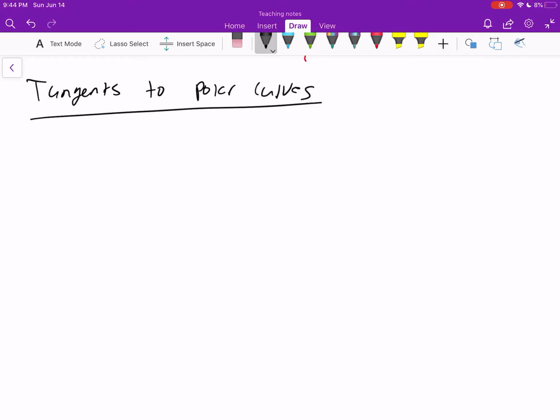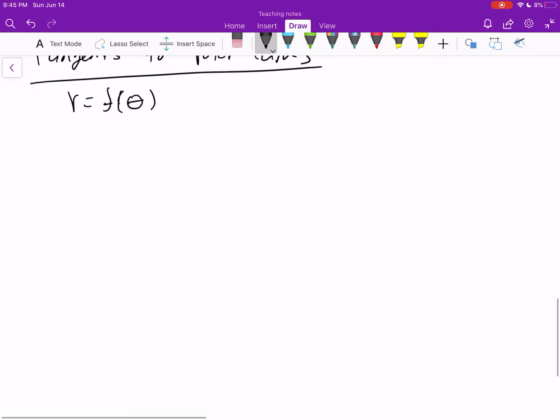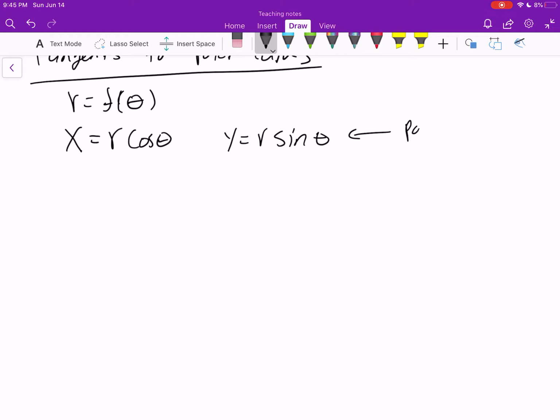So let's suppose we have r is equal to f of theta. Then we can think about our relations here: x is equal to r cosine theta, y is equal to r sine theta. We can think about these being parametric equations now.